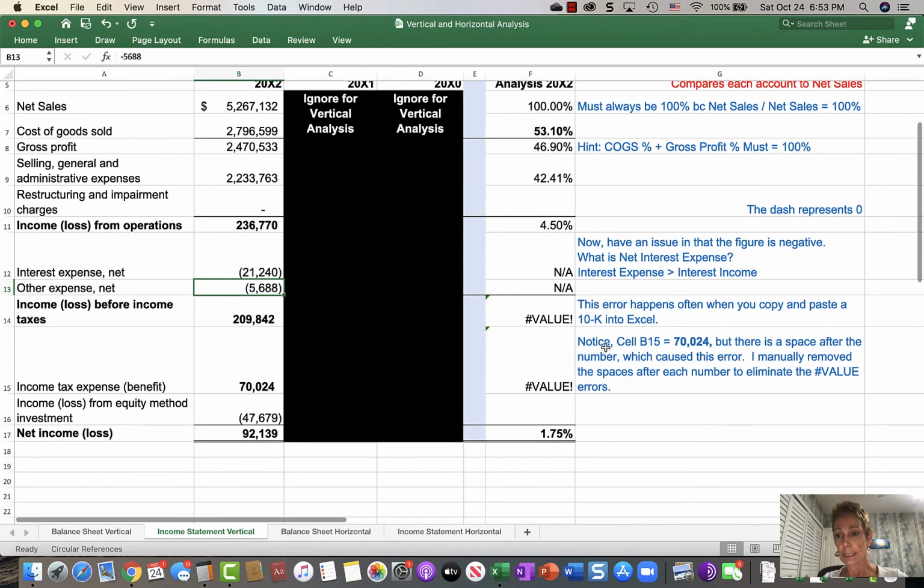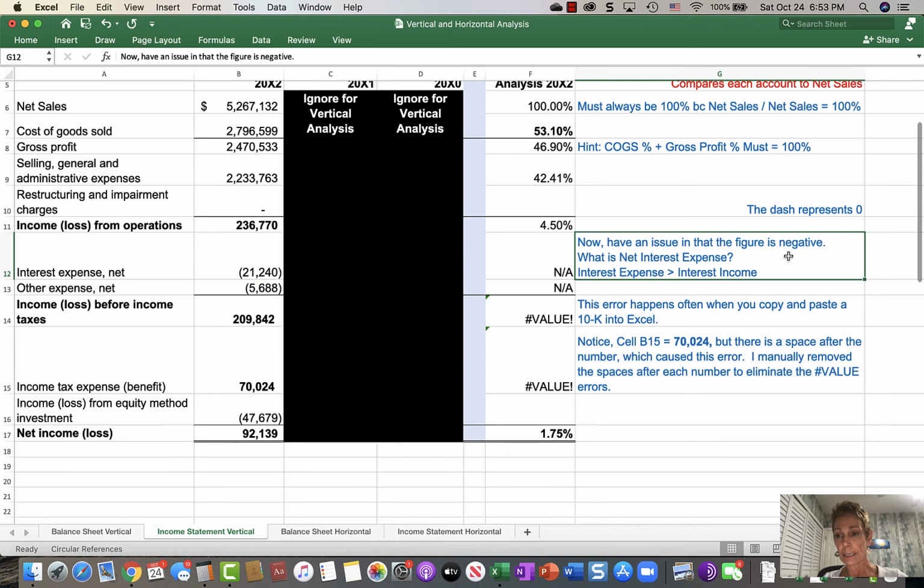Okay, and coming down at the very bottom, same thing. Let's see, what other errors do we have here? Okay, so we talked about that one. This is another error where there's an extra space. So see at the end of 209,842, there's that extra space. If you back it out, it will give you a percentage. So now we have that income before income taxes is 3.98% of net sales. So like 4%. We're getting down to a very low bottom line here, aren't we?